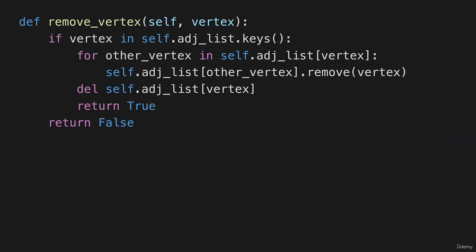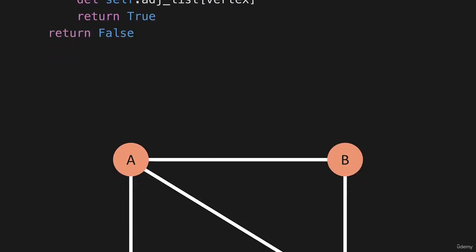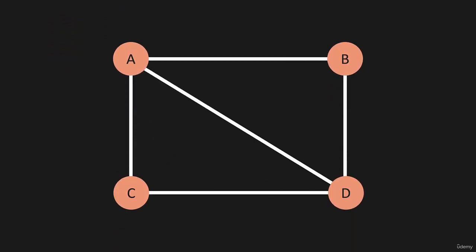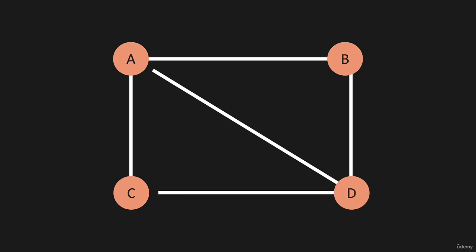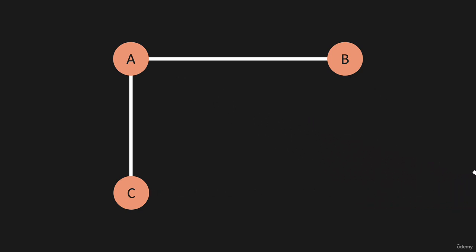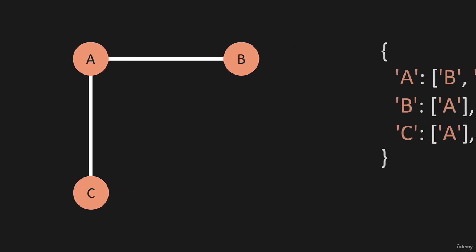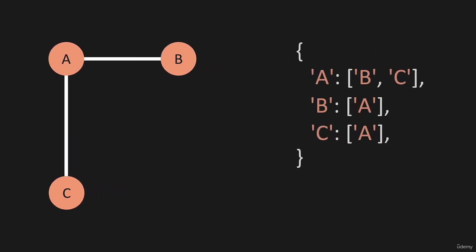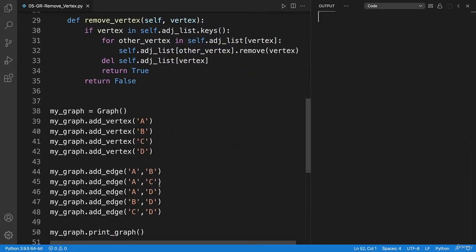So we'll look at this code in a moment in VS Code. And when we do, we will build this graph, and then we will remove D. And then we'll print it out. And when we print that out, it should look like this. All right, so let's flip over to VS Code.